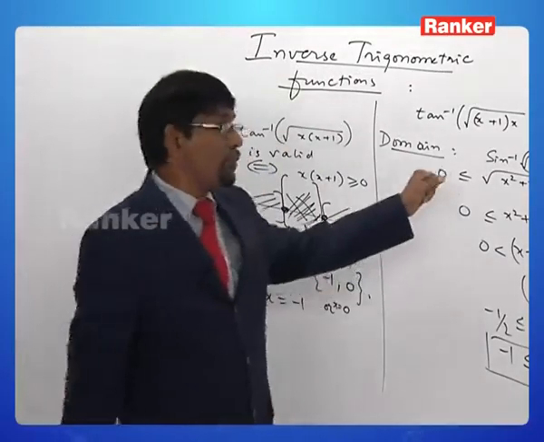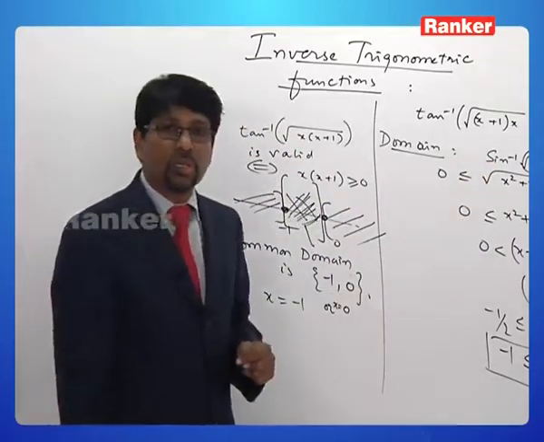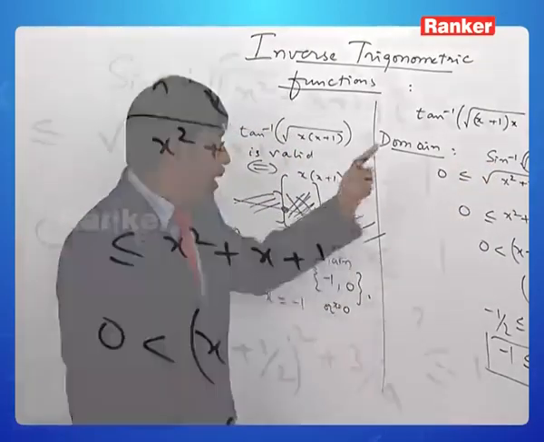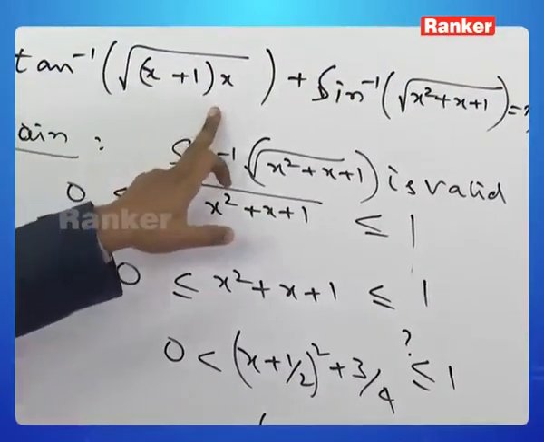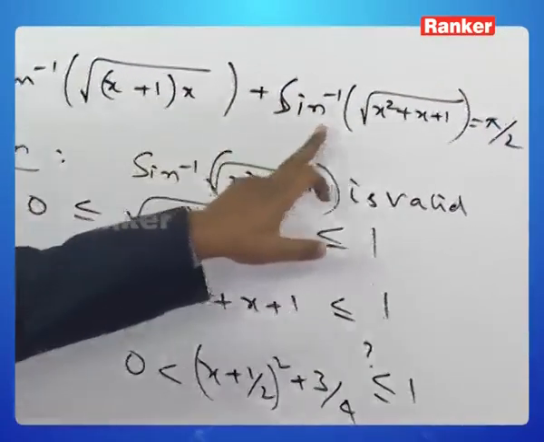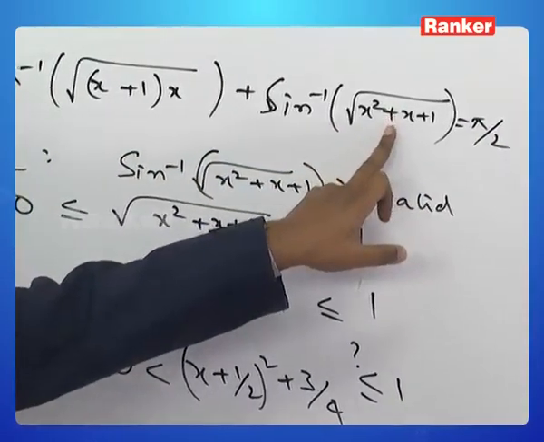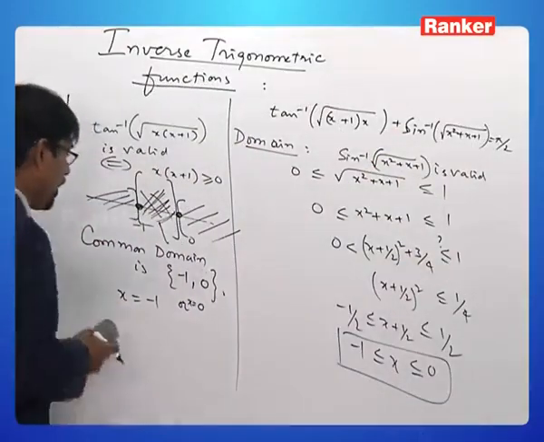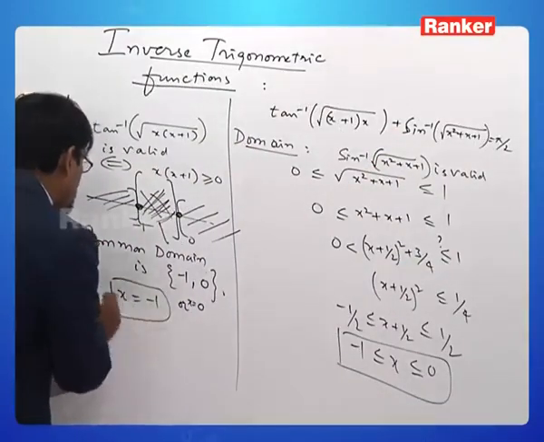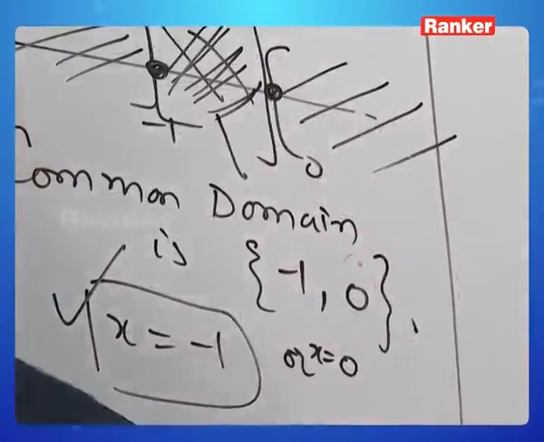Now we just have to check whether these two points will act as solutions for the equation. When I put x equal to minus 1, I will have this to be 0, and I will have this to be sine inverse of 1. Sine inverse of 1 is pi by 2, we know that. So x equal to minus 1 is an acceptable solution. This is acceptable.